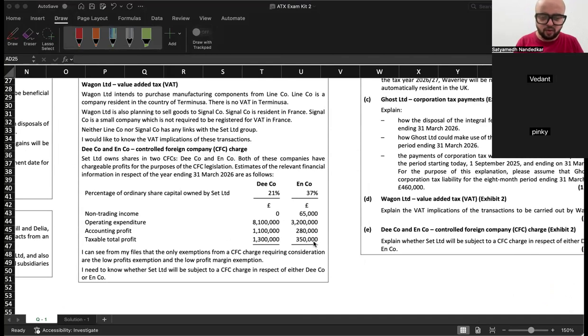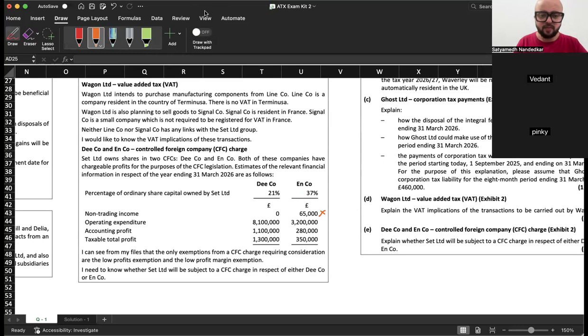ठीक है, it has taxable total profit of less than 5 lakh, no problem. What is the non-trading income of the company? Non-trading income should not be more than 50,000. ठीक है, नॉन ट्रेडिंग इनकम इज 65,000, तो इसके वजह से इट गेट्स इनवैलिडेटेड. द लो प्रॉफिट एग्जेम्पशन विल नॉट अप्लाई.